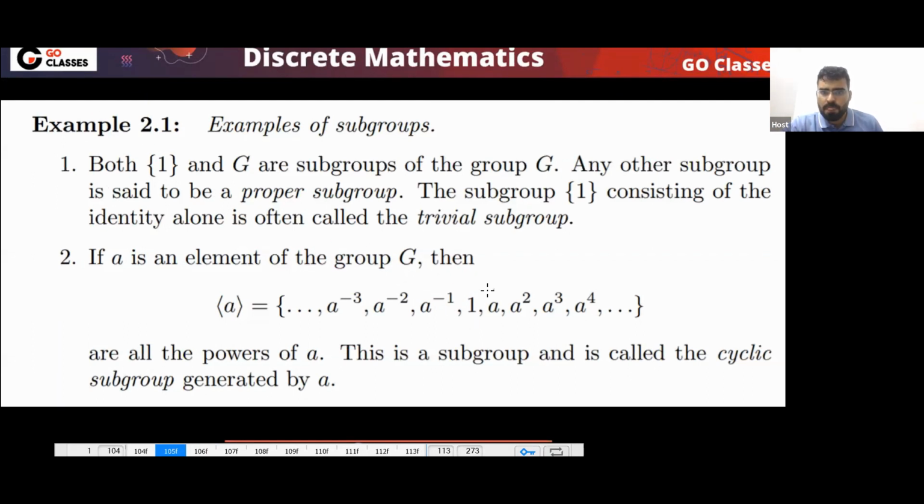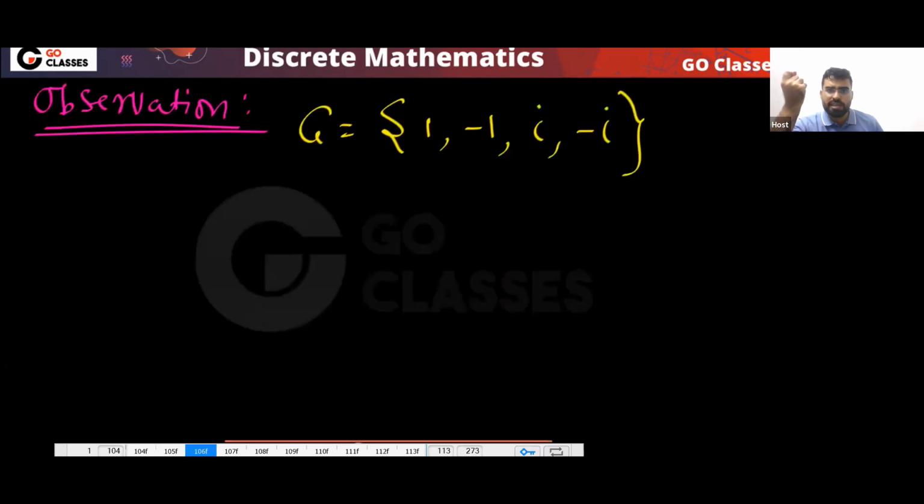Because A power 0 is your identity element. Remember, this 1 is not the number 1, this is your identity element. So this is the identity element, and this will be A power 0. You can notice that all the integer powers of A will create everything. It will create the inverse, it will create the identity element, whatever you want, it will create.